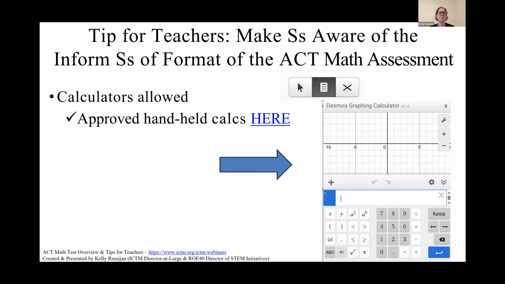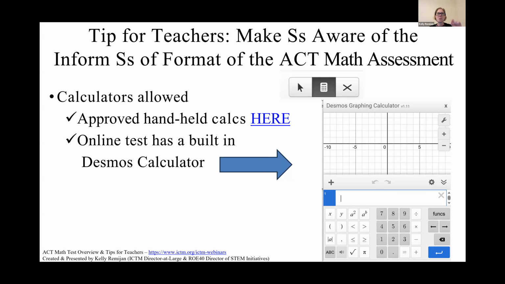There are handheld calculators allowed. However, I'm going to highly recommend that you have students utilize the Desmos calculator. It is a game changer, and I'm going to show you some things today, like total game changer using Desmos. And if you don't have your students using Desmos, there's time between now and then. Start incorporating it. You're going to see what I mean. Totally use this Desmos calculator.